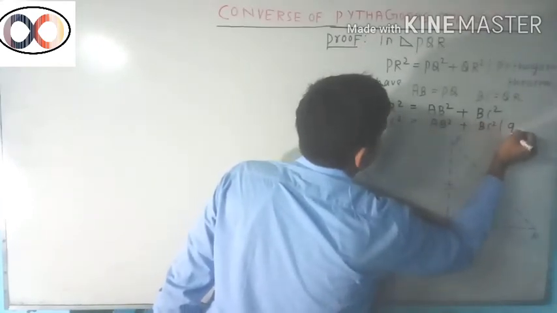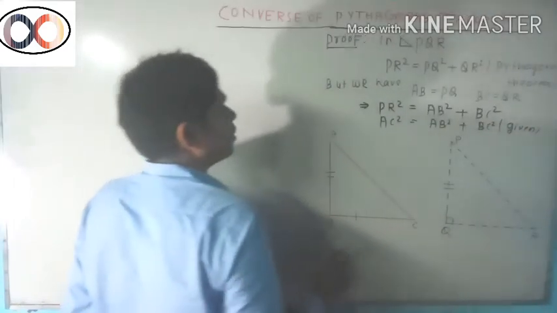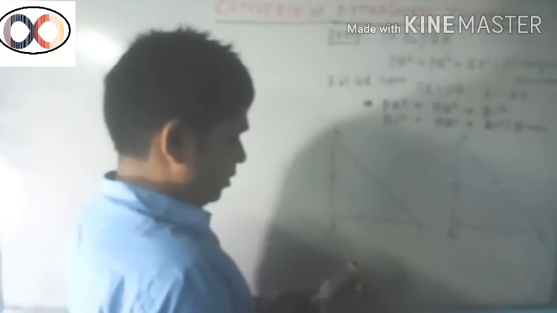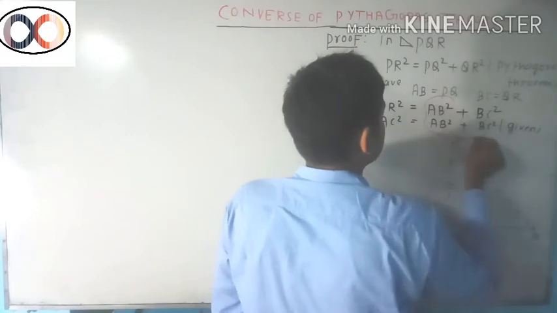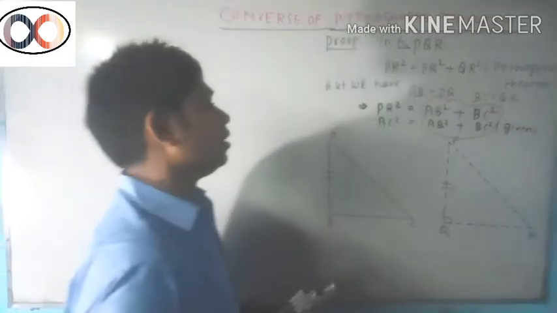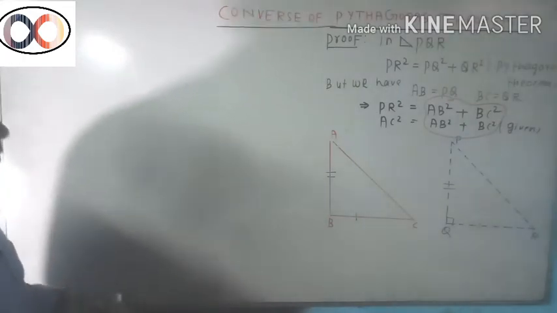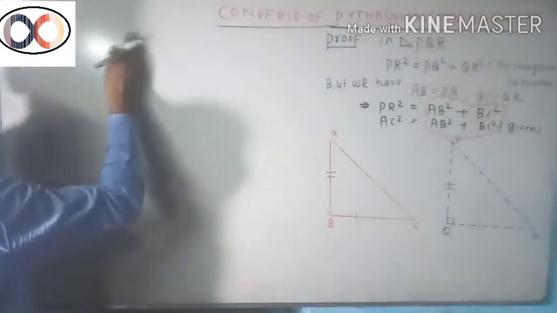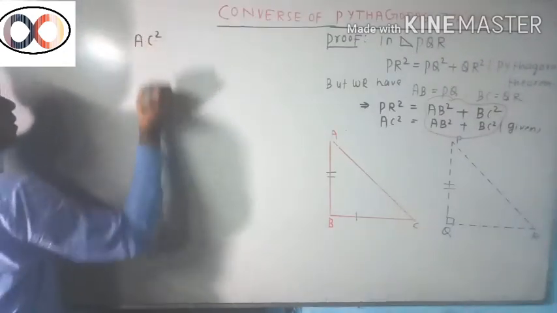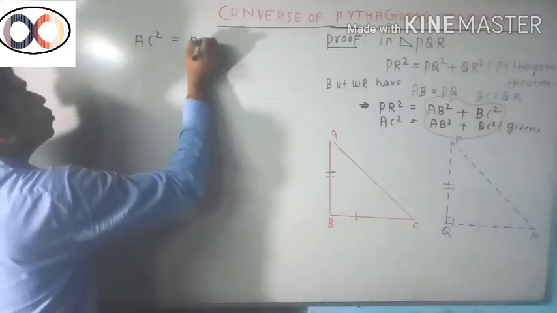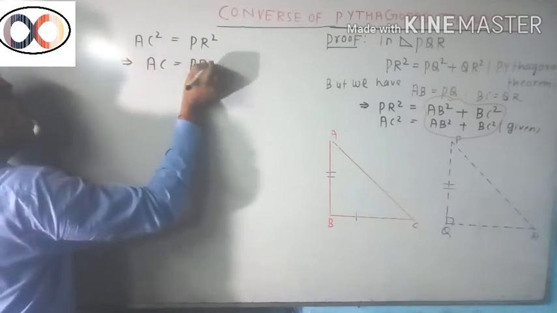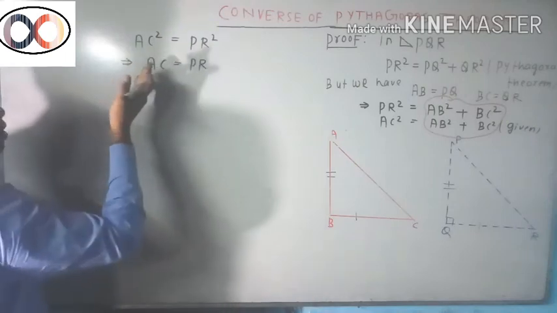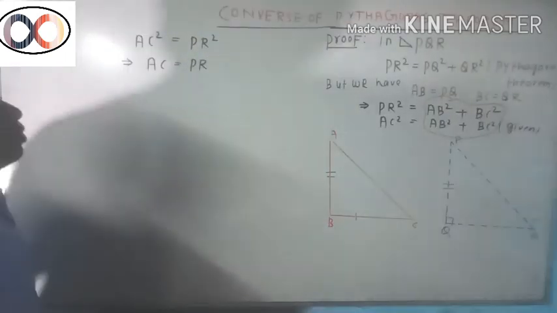This is already given, so you can see our LHS will be equal because the terms of the RHS are the same. That's why we can write AC square equals PR square. So it implies that AC equals PR, because if two squares are equal, then their square roots will also be equal.